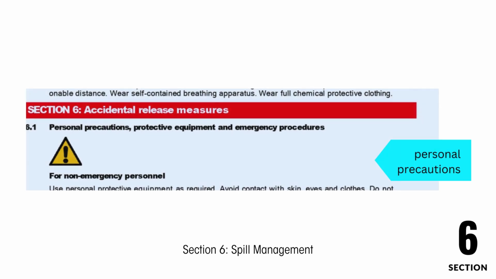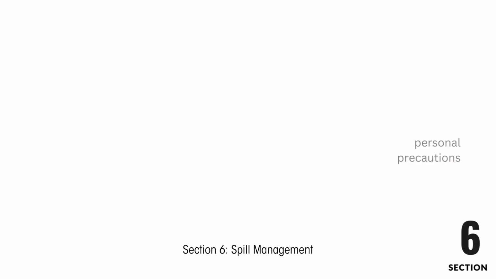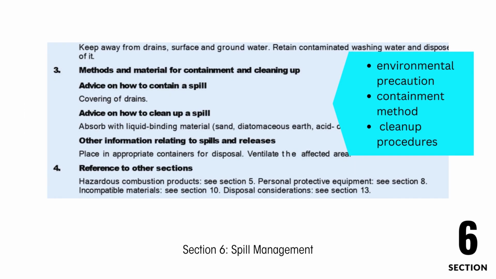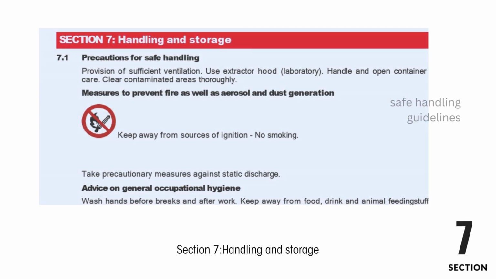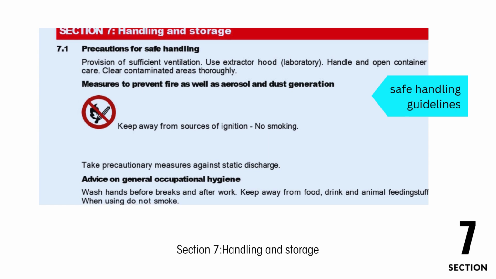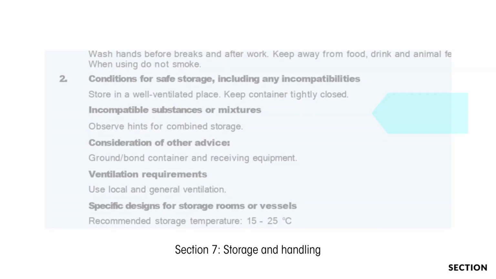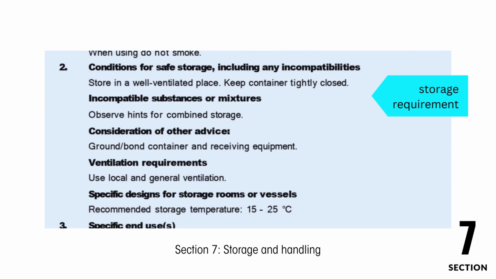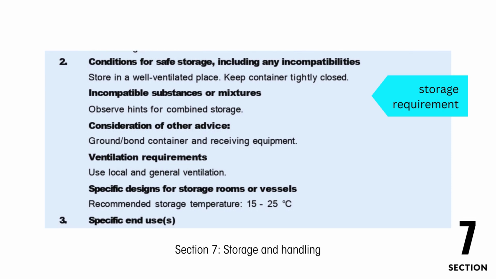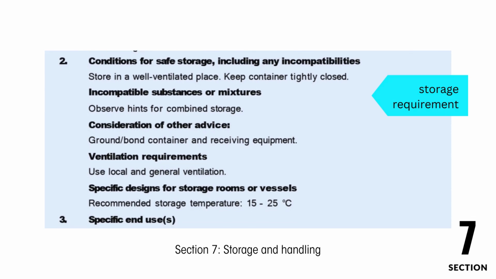Section 6 explains emergency procedures to be taken in the event of a chemical spill or leak. Section 7 contains guidelines for the safe handling and storage of chemicals. Storage requirements details how to store the chemical properly, including recommended temperature conditions and precautions against incompatible substances.